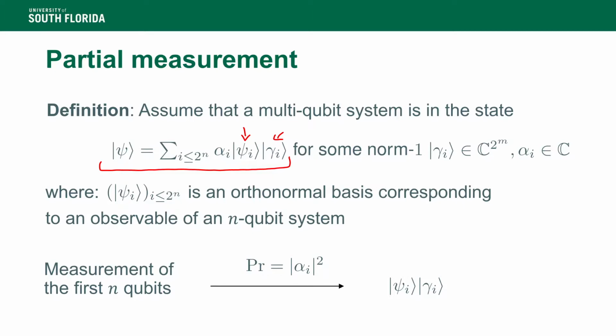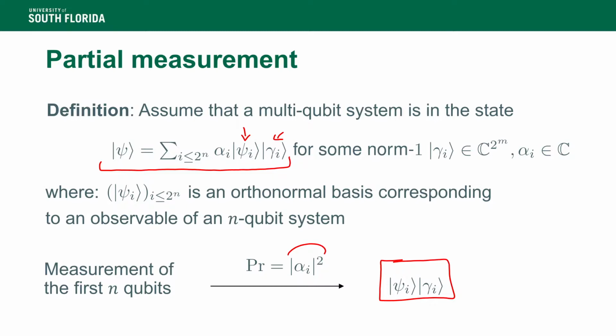Okay, so we need to massage the state so that it has this shape, and when it does, then the measurement of the first n qubits yields the answer I with probability the square of the norm of alpha I, and it collapses the state to this, which obviously has norm 1, and that's it.